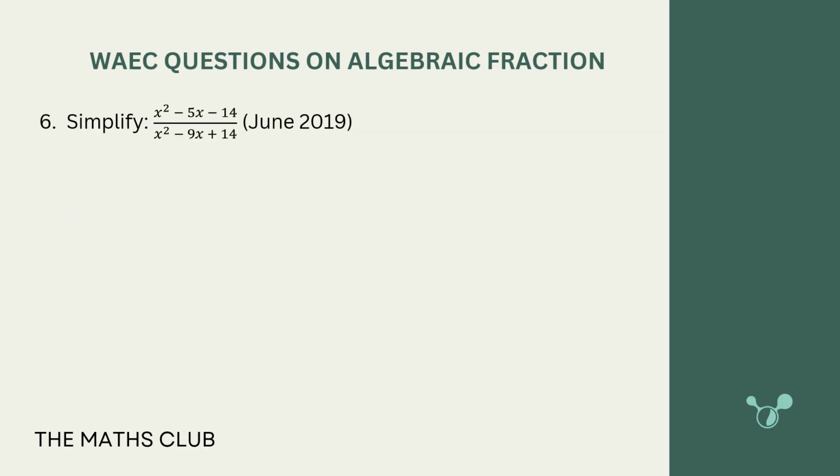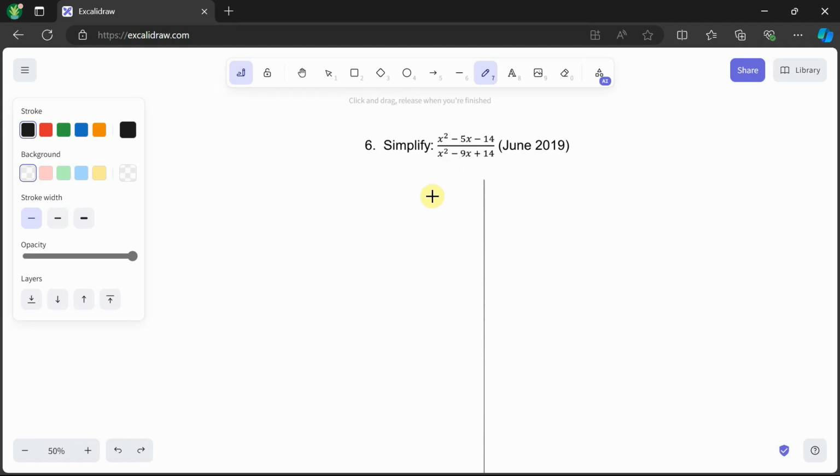Question 6 is that we should simplify x squared minus 5x minus 14 all over x squared minus 9x plus 14. And let's take it from June 2019. I want you to pause the video and try this out yourself. If you look at this, when we were talking about quadratic equations, we talked about making factors of this. So let's break it into small bits.